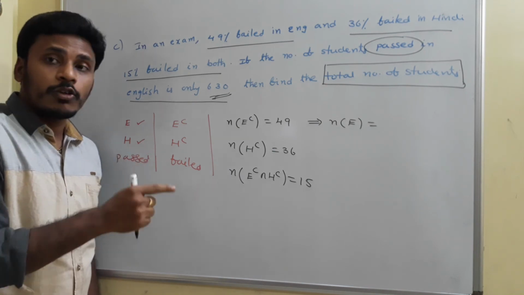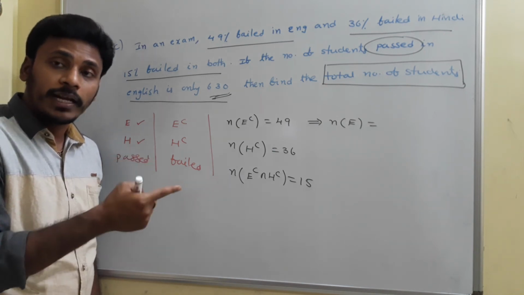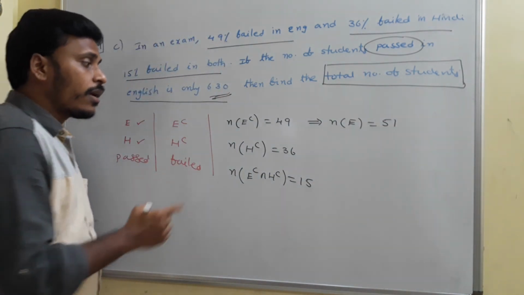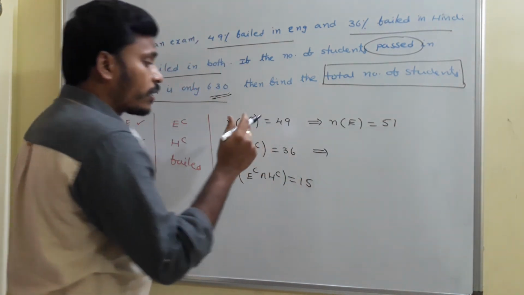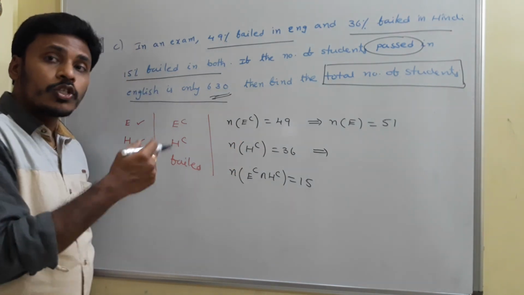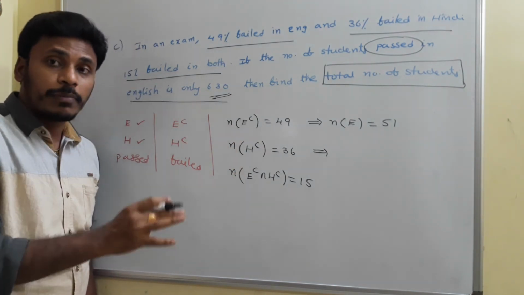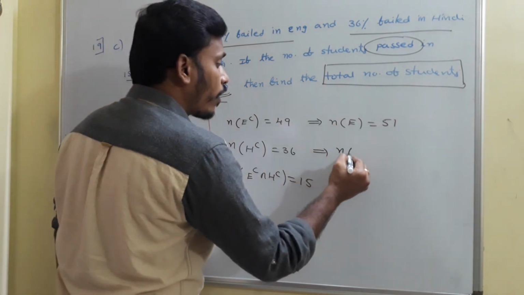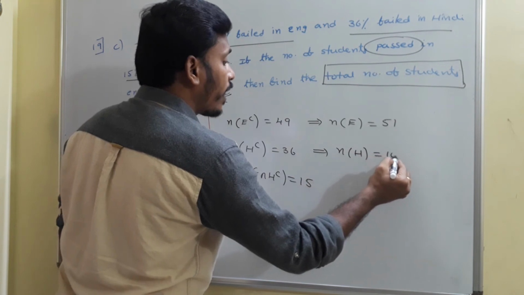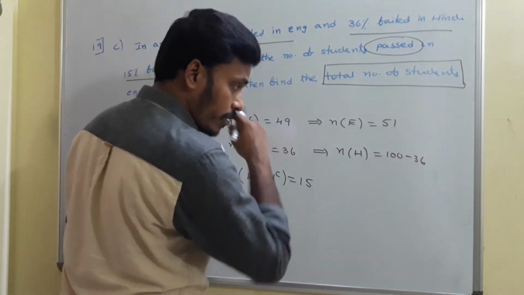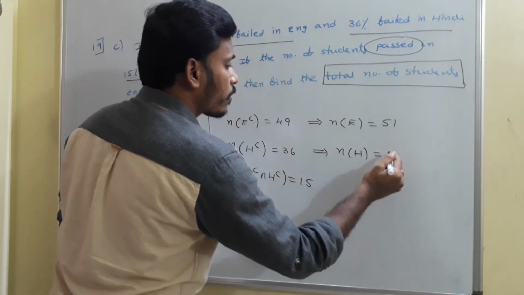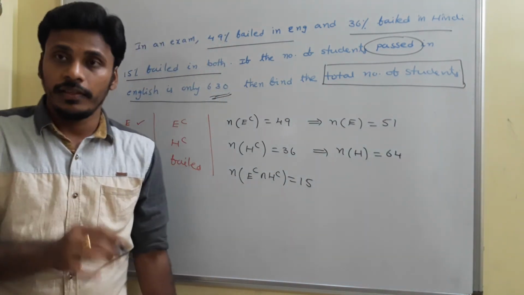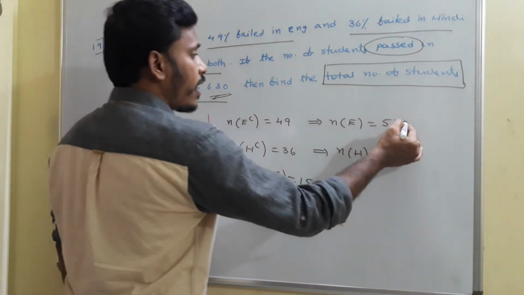Since 49% of the students failed in English, automatically the remaining 51% passed in English. And N of H complement is 36. 36% failed in Hindi. Since out of the 100% total students 36% failed in Hindi, N of H is simply 100 minus 36, which is 64%. 64% passed in Hindi. Everything is there in terms of percentage.